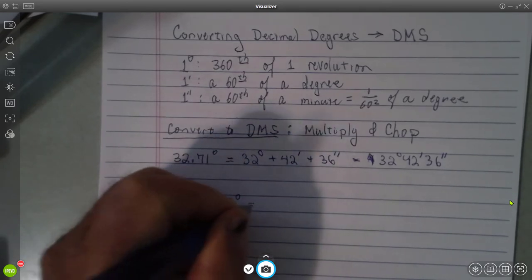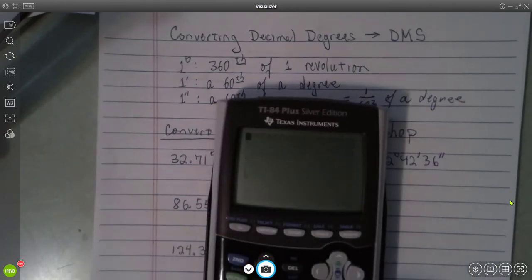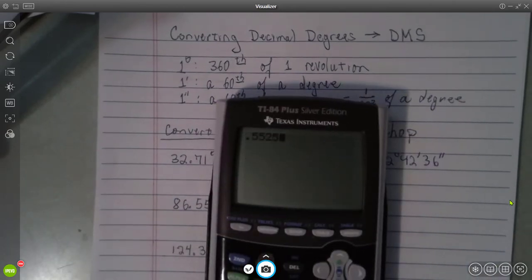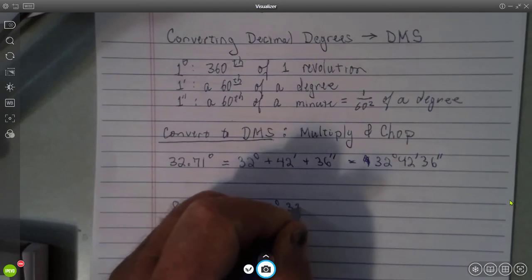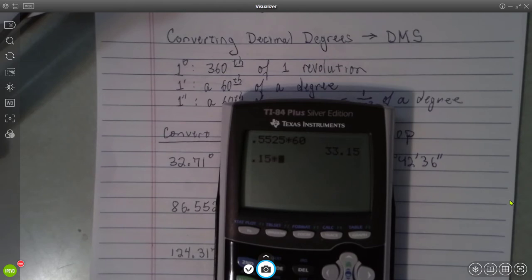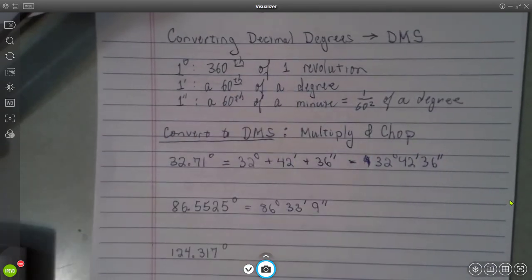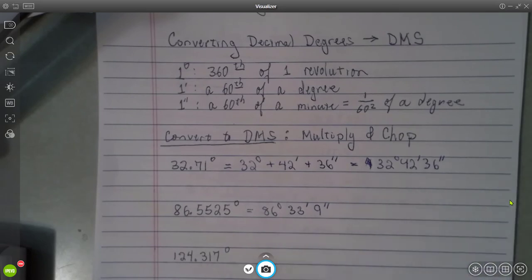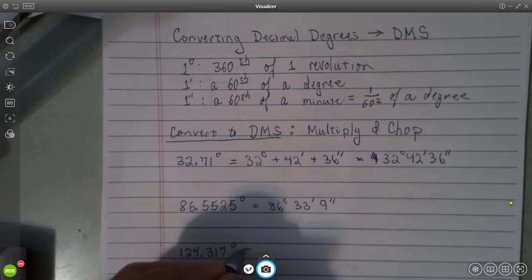86.5525, 86 degrees. Then 0.5525 is the part we're interested in. We multiply that by 60, and we've got 33 minutes. We want to look at what's left over, 0.15. Multiply that by 60 to get the number of seconds, and that's 9. Now, so far, everything has come out nice and even. It doesn't always have to happen that way, so let's look at one where it doesn't.